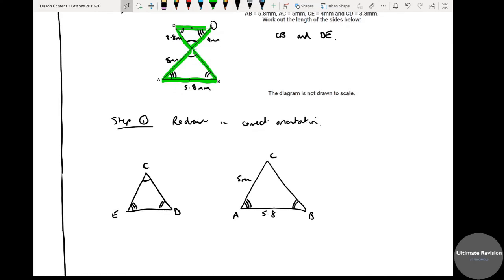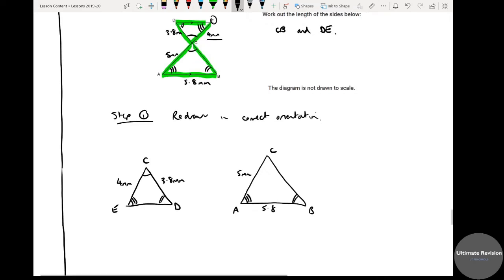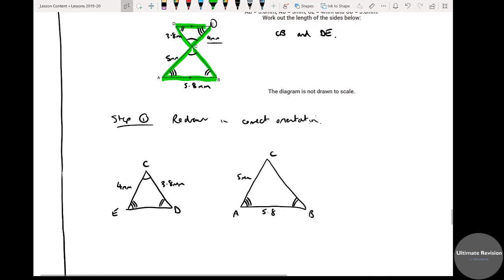Okay, so that's the hard bit, making sure you get the orientation right. Now let's just make sure we label it correctly. So C to E is 4 millimeters, C to D is 3.8 millimeters. I've already labelled the big one. And then from this point onwards, so C to B, that's what I'm trying to work out. Let's call that X, and then let's call D to E Y.